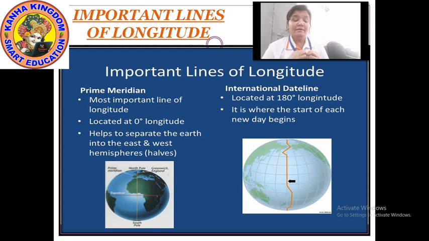Okay? The international date line marks the difference of date between the Eastern Hemisphere and the Western Hemisphere. There will be a different date. If in India it is Saturday, then in another place it may be some other day. So this is because of the international date line. I'll explain you more when we move on to this topic. Okay? So now moving to the prime meridian.